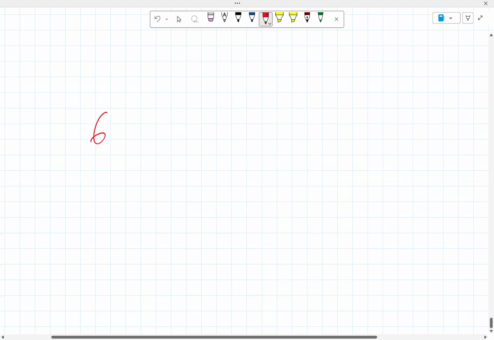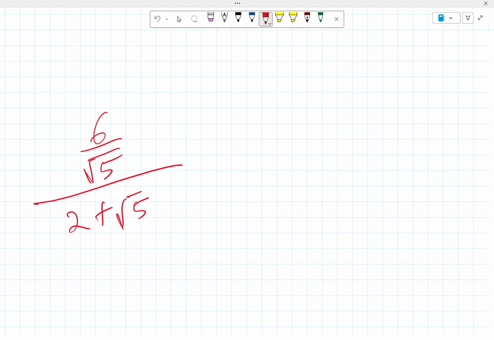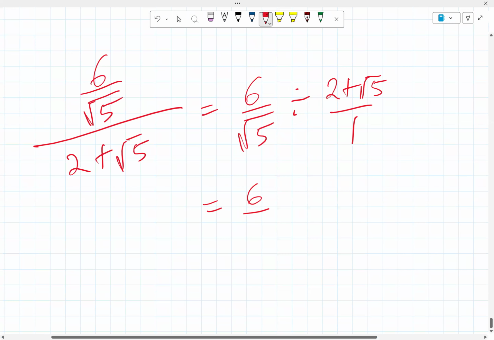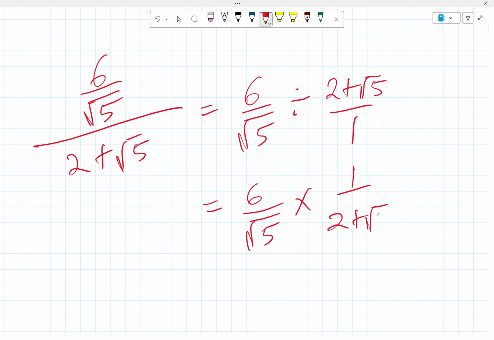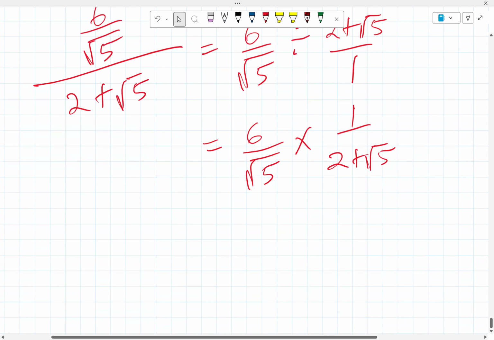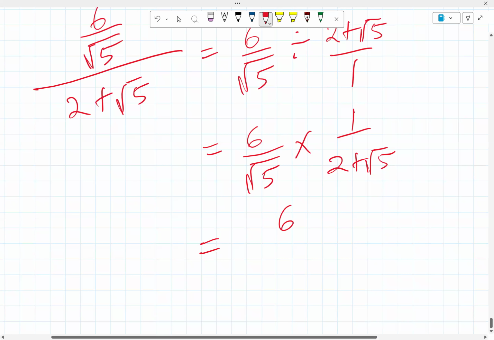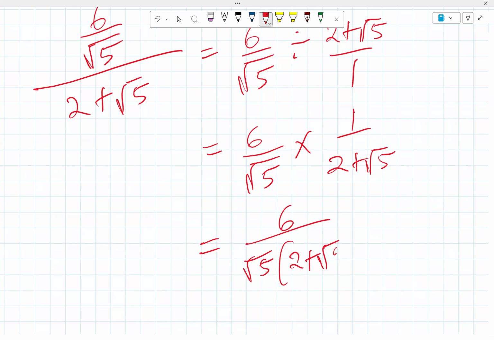6 over root 5 all over 2 plus root 5. So we need to tidy this. So we have a fraction in fraction like this. So this is 6 over root 5 divided by 2 plus root 5. Okay. So you can see that as 2 plus root 5 over 1. So that means you have 6 over root 5 times 1 all over 2 plus root 5. Okay. So this now becomes 6 times 1, 6 all over root 5 into 2 plus root 5.